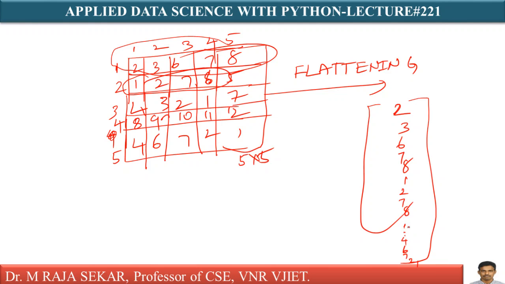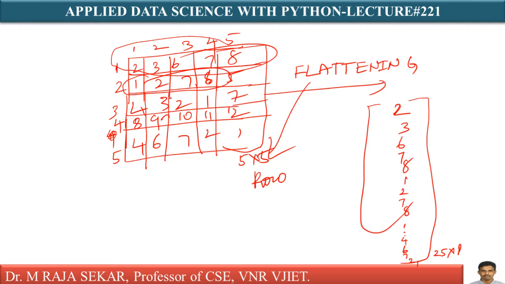Therefore, what will I get here? I will get this 25. I will get a vector whose size is 25 rows and 1 column. This is a column vector. This is known as row flattening, isn't it? This is known as row flattening.